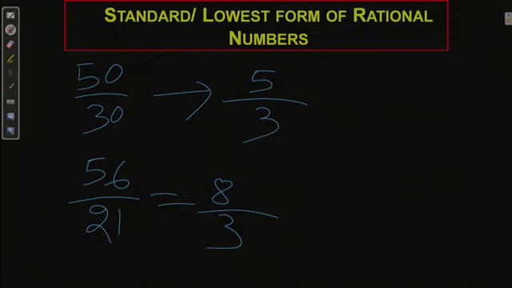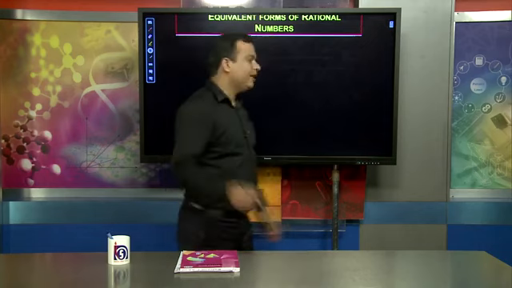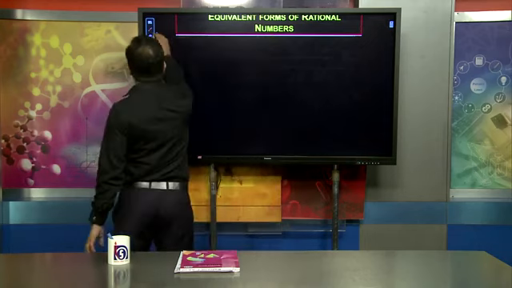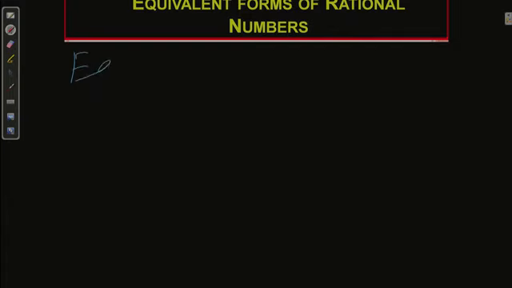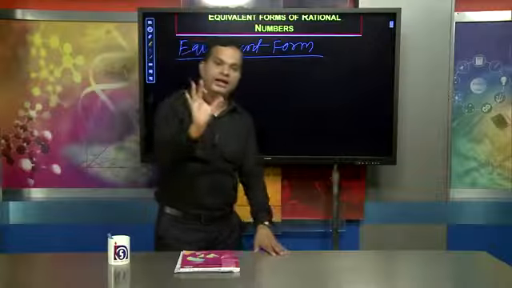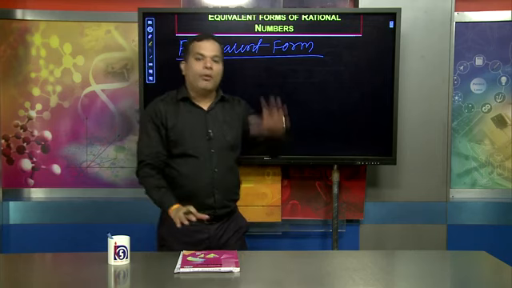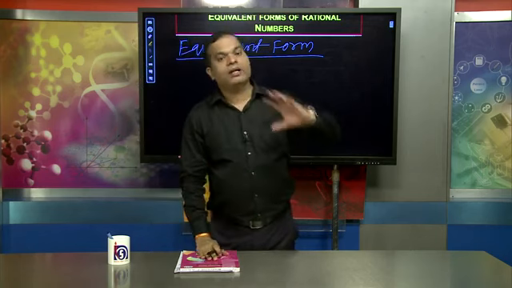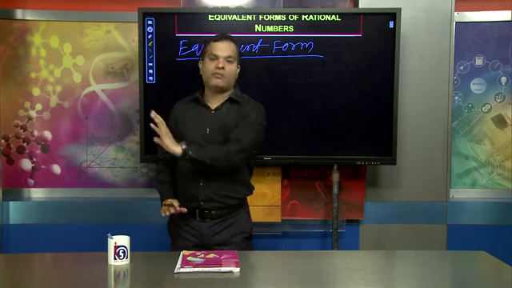Dear learners, now we will move to another concept that is very important. We call it the equivalent form of a rational number. When talking about the equivalent form of a rational number, if you multiply both the numerator and denominator by a constant quantity, you will find its equivalent form. I can say a rational number has an infinite number of equivalent forms.